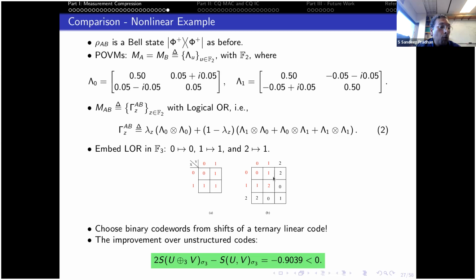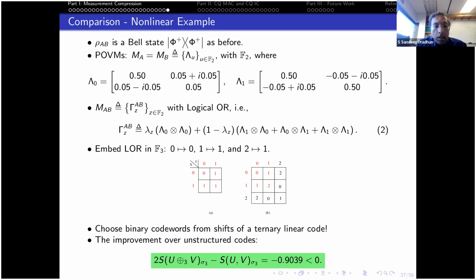And we can use codes now built on F3 for a binary problem. So what I do is embed this function, which appears nonlinear, into a function which is linear in F3. It computes more than what's necessary, but at least it's linear. And I map the 2 back to 1 at the receiver, at Bob's end. So although the problem is binary and nonlinear, I embed it in a higher field structure, and I get a linear function out of that. And I do my codes now on a ternary code.